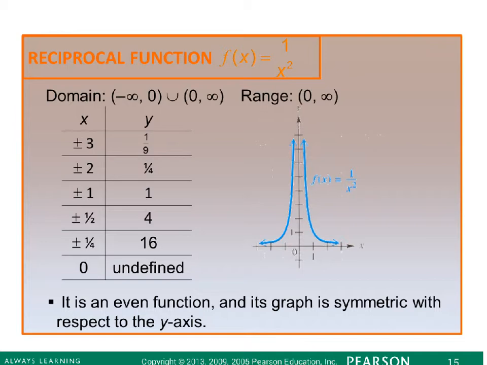And this function is symmetric with the y-axis, meaning what you see on this side is reflected across the y-axis. And this means it's an even function. So the other function, 1 over x, that was odd. This one, even.